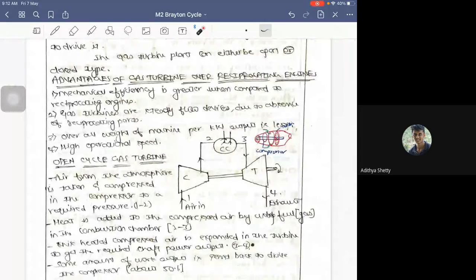Number two, gas turbines are steady flow devices due to the absence of reciprocating parts. Steady flow devices in the sense there would be a continuous flow from input to output, and it would be steady state in the sense it will not have turbulence within the turbine. So there would be stability inside the machine.